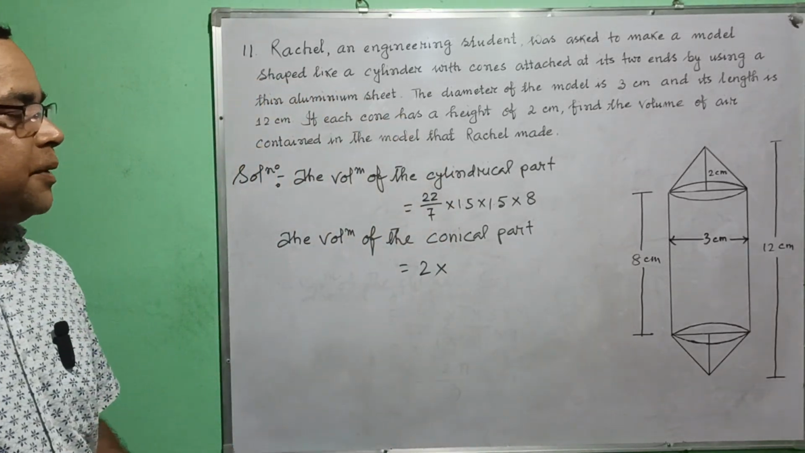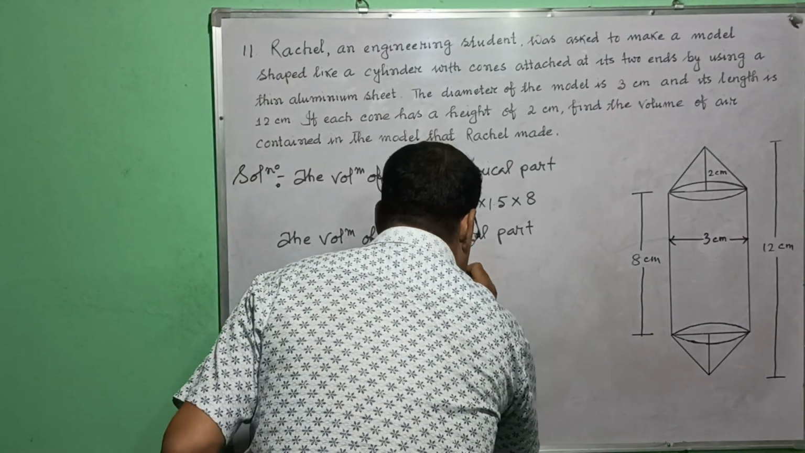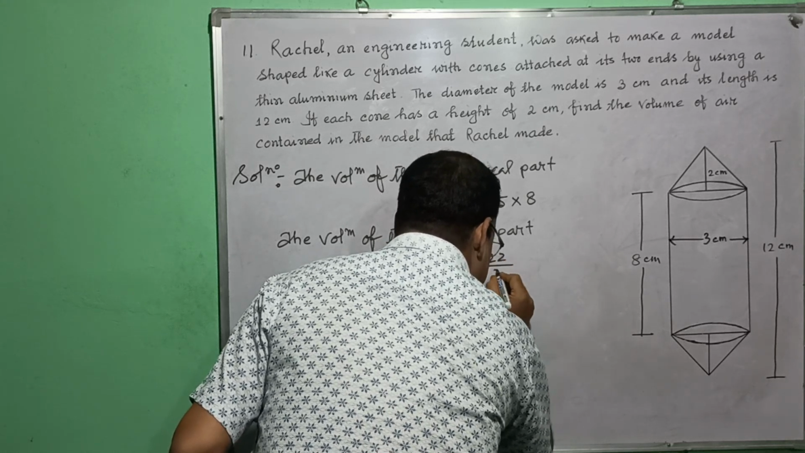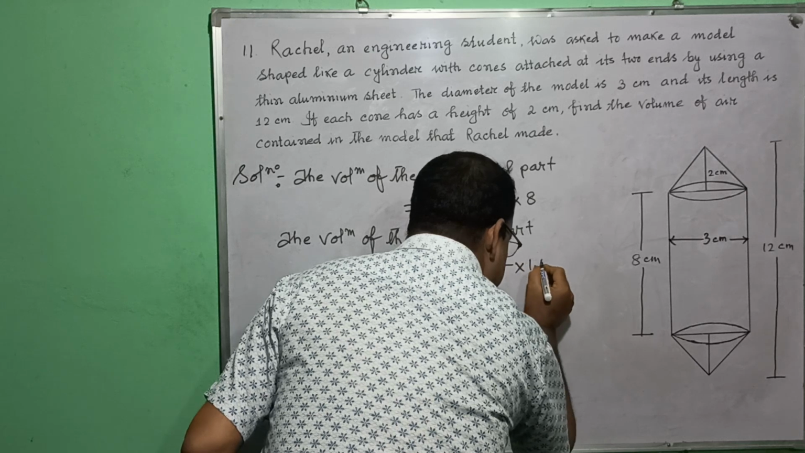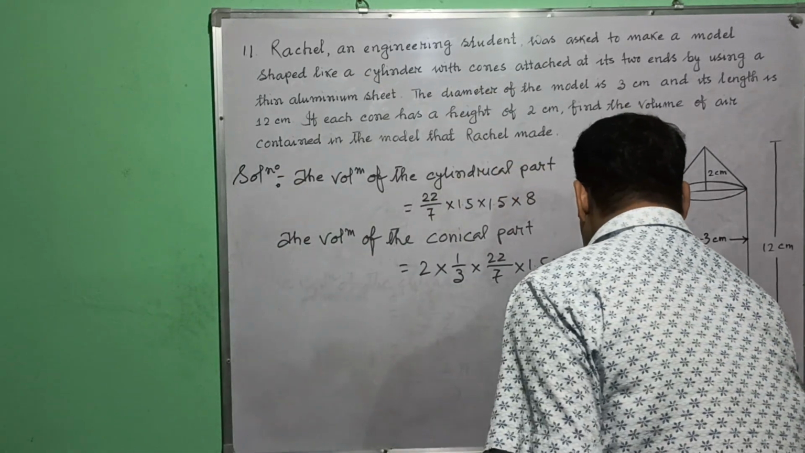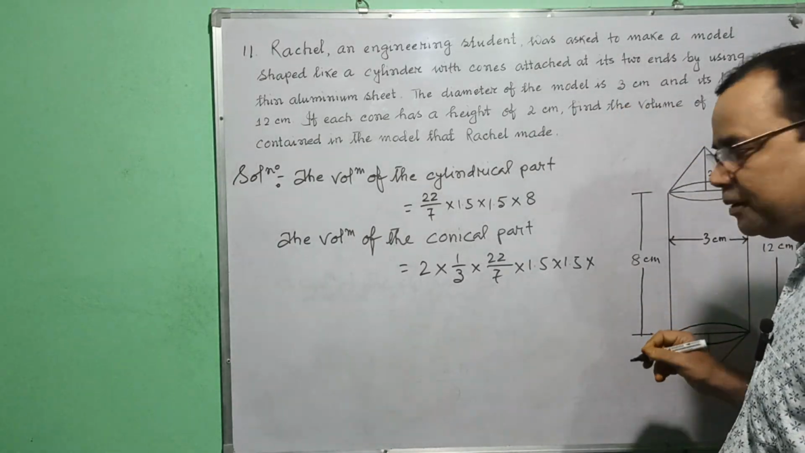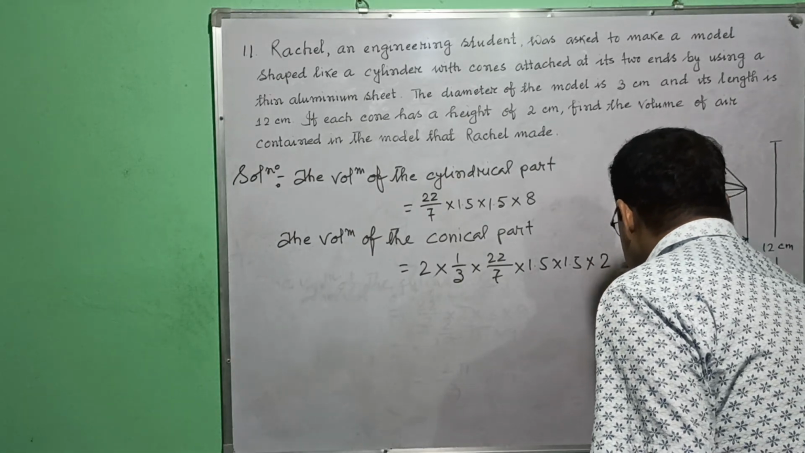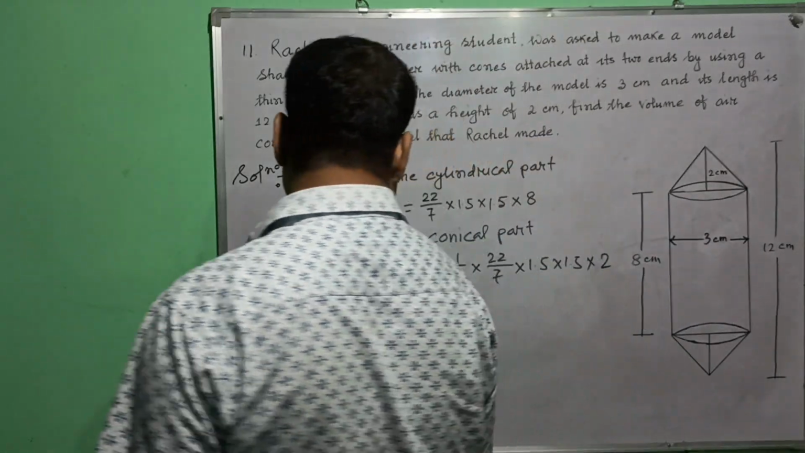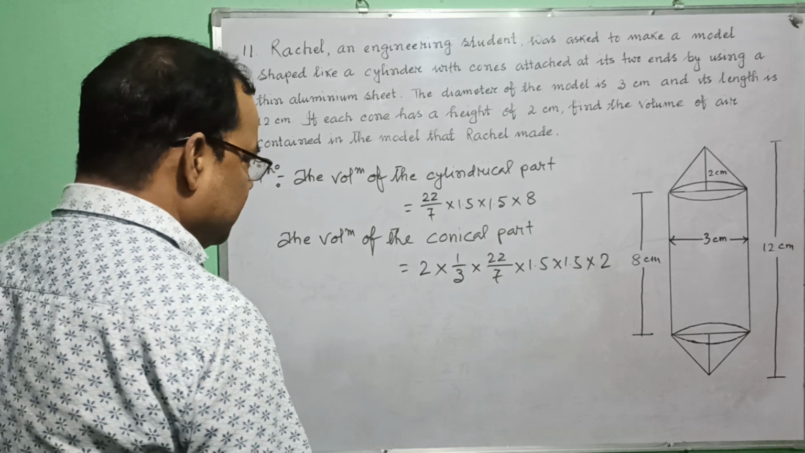So what is the volume of a cone? It is 1 by 3 pi r square h. So we'll write 1 by 3 into 22 by 7 into 1.5 into 1.5 into h. So h is 2 centimeter. So it is 2. So this is the volume of the conical part. Now we'll add both of these to get the volume of the model.